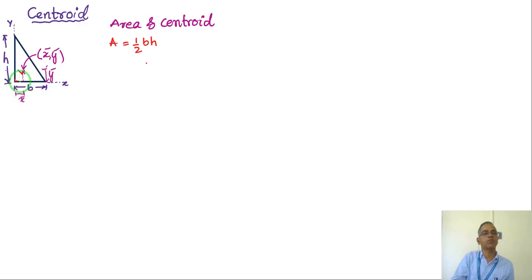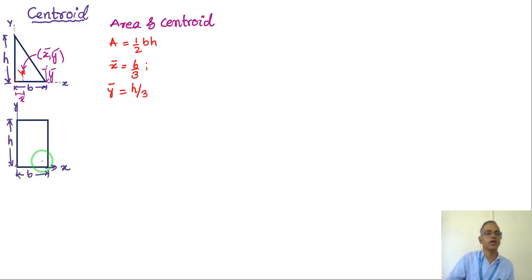The x coordinate of the centroid is measured along the x axis. So that is along the x axis, the b dimension, so b by 3. The y coordinate is along the y axis, which is here the dimension h, so h by 3. So b by 3 along the x direction, h by 3 along the y axis. So this is somewhere here, the centroid x bar comma y bar.